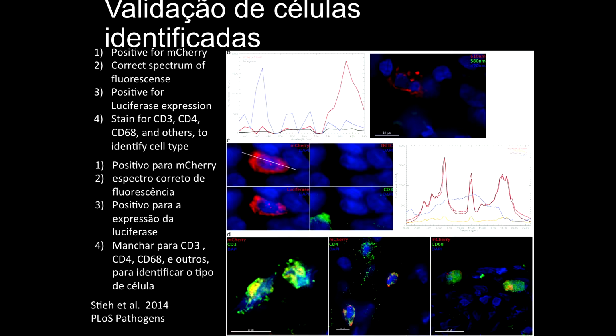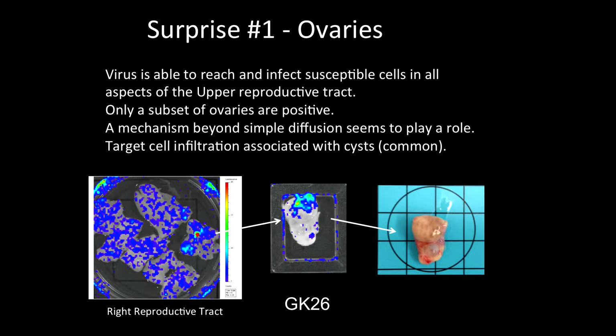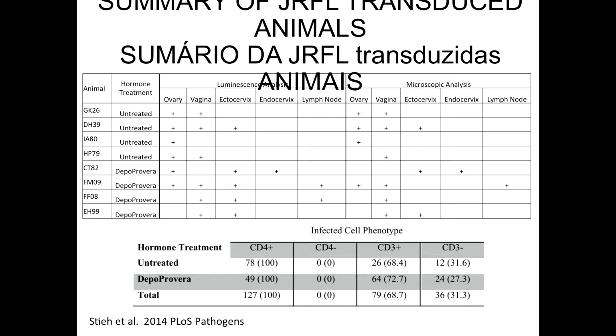This was all published a while ago, and now that we have these cells, we can stain for things like CD4, CD3, CD68, and see if they're macrophages, are they T cells, et cetera. And one of the biggest surprises that came out of this first study was that we found the virus could make it all the way to the ovaries in the female reproductive tract. I don't have time to belabor this, but we keep seeing this again and again. And I think it's an important consideration for a number of reasons. Since this is published, this is just the primary data set from this paper here.